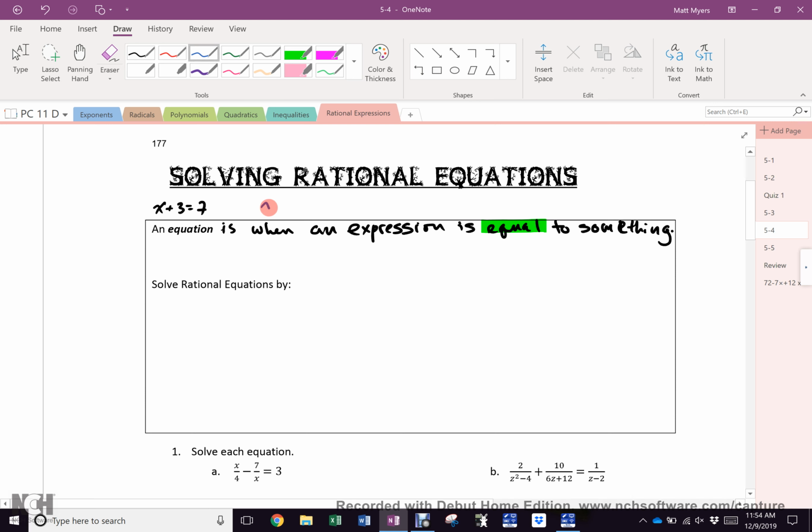What about this one? Could you solve that one? What would you do? Collect the x's on one side and then do algebra. No problem, right? Right? Okay. What about this one? I'm going to start this one down here because those are the basics. What if I asked you to do this?